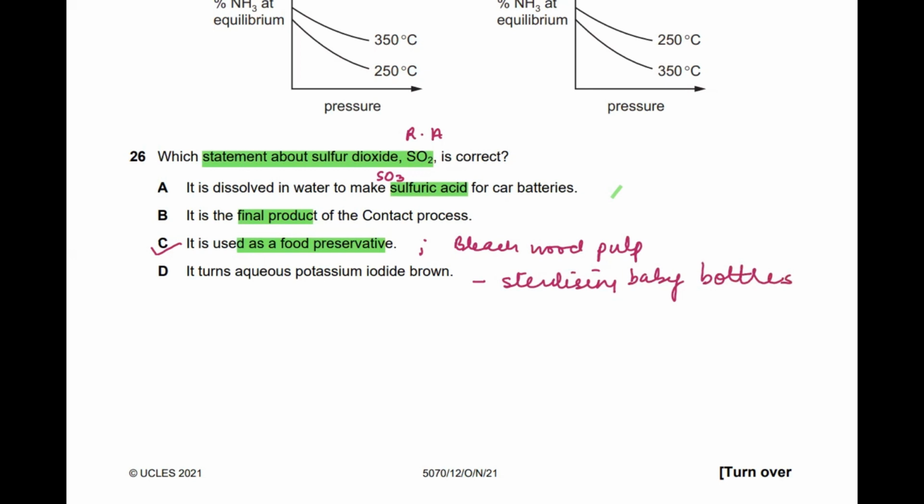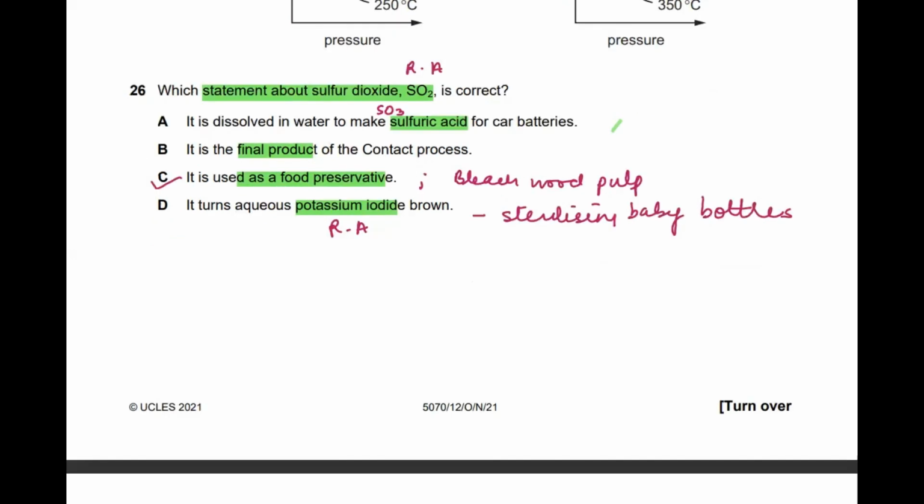And aqueous potassium iodide, as I said, this is a reducing agent, and potassium iodide is also a reducing agent. So there's no impact of sulfur dioxide on another reducing agent. So that's why D is also incorrect.